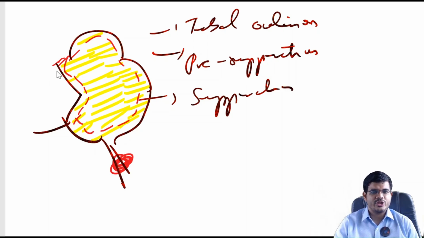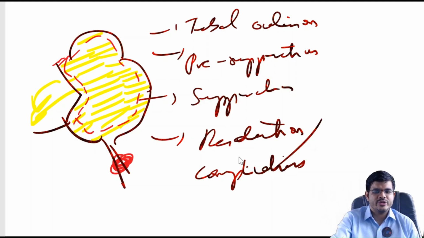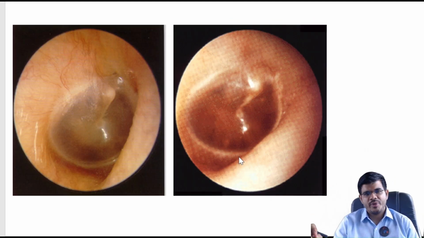Okay, how does the resolution occur? The tympanic membrane bulges and finally the pus comes out. Okay, the pus comes out to cause a stage of resolution. Okay, so resolution may occur or it could lead to complications. Okay, so how will you diagnose a case of acute otitis media? The membrane will be red and congested like this.